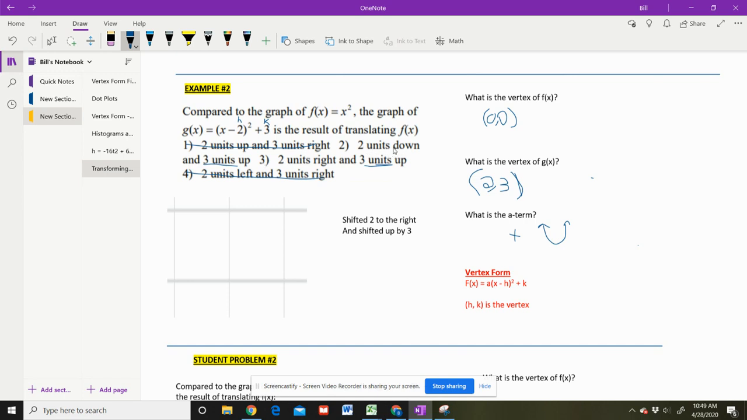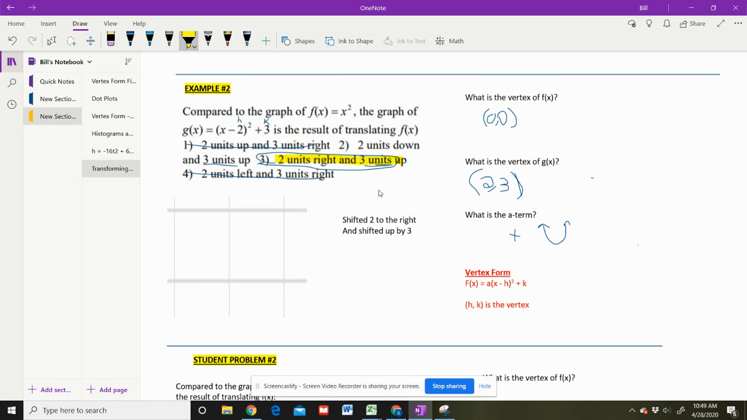Now I got to figure out, is it 2 units down and 3 units up, so this one doesn't make sense. 2 units right and 3 units up. Okay, so on this one, I know I got a positive 2, so I went to the right. Okay, so number 3 is going to be our answer. All right, let me just highlight that too. So 3 would be our answer. 2 units to the right, and it went up by 3.